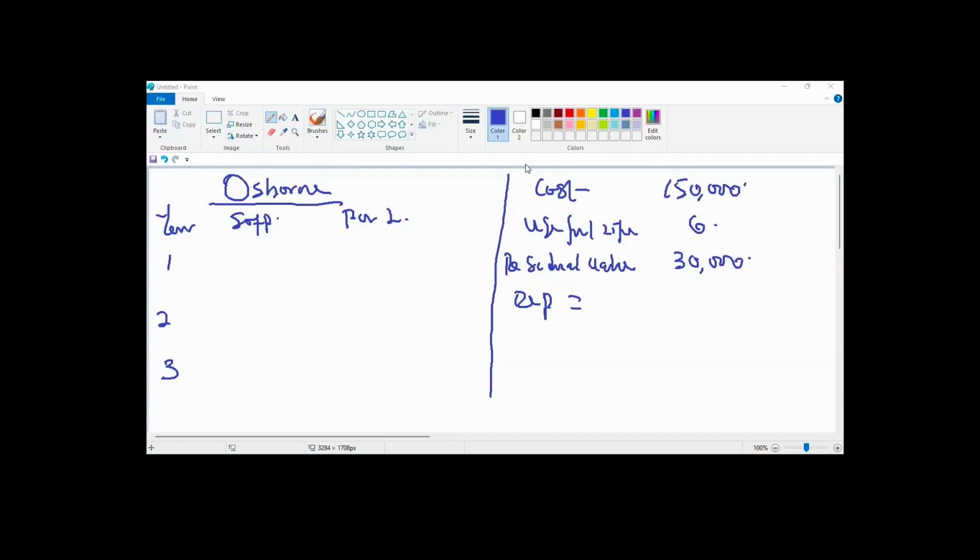So I can calculate my depreciation. I can calculate my depreciation by saying 150,000 minus 30,000 divided by 6. So this will give me 20,000. So on a yearly basis, for the next 6 years, the accountant will charge depreciation.